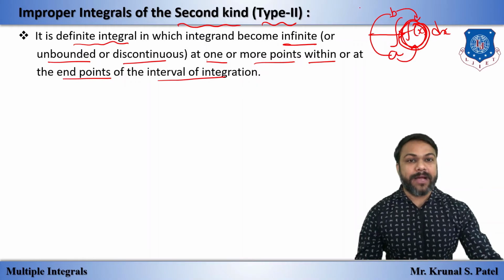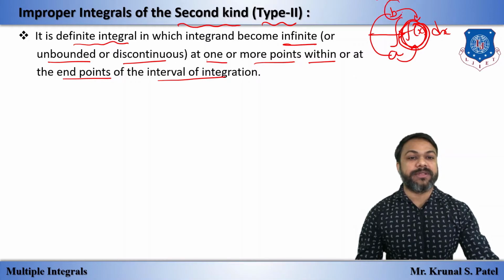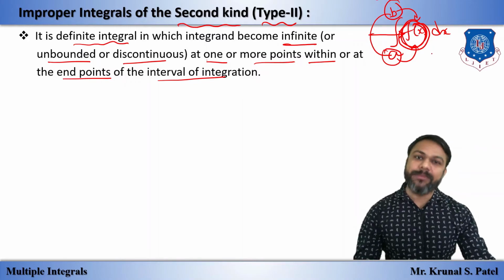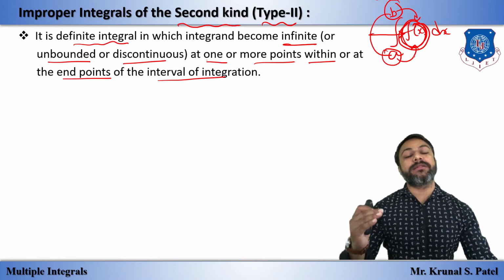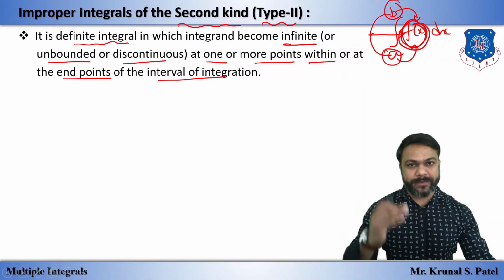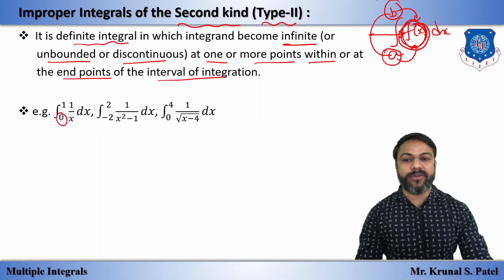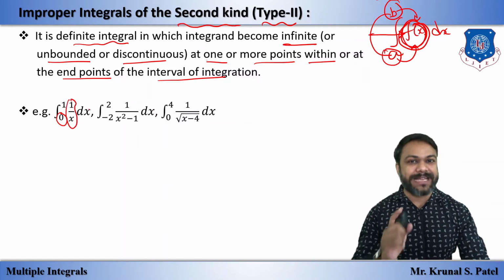That means now in the second kind, the limit of this integration is not at infinity, but the function becomes infinite at the end point, or maybe at a point inside the limits. Okay, so we have this example. You can see, if I put infinity here, 1 by infinity, and 1 by x, if we put 0, 1 by 0, that means this becomes infinite. So it is of second kind.